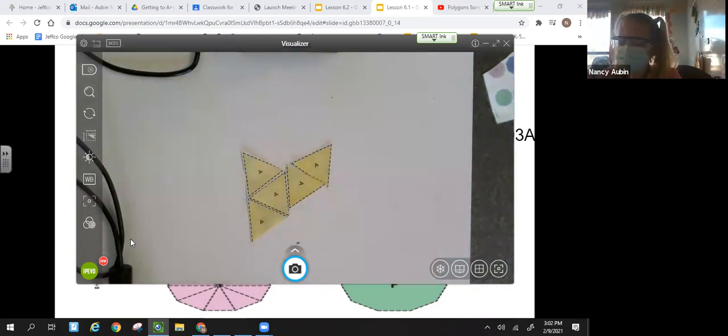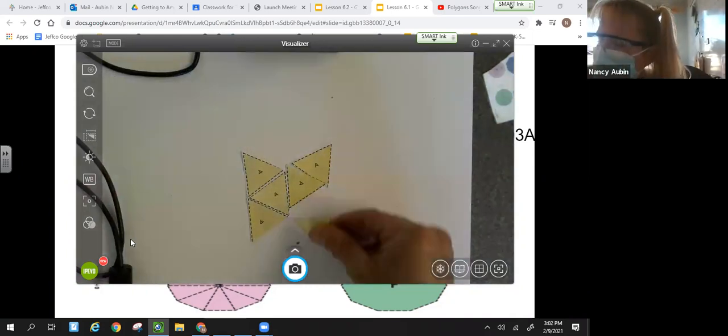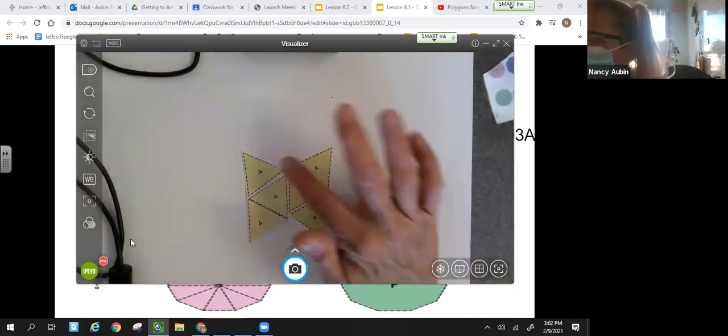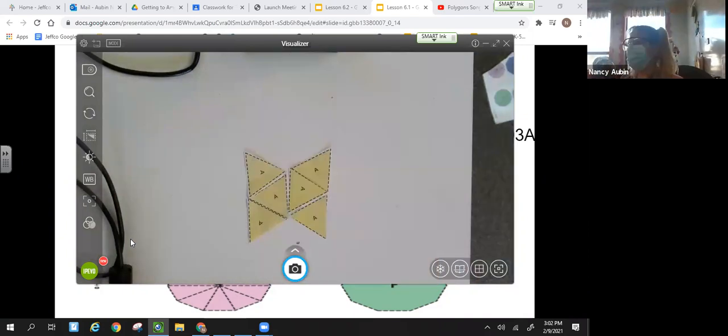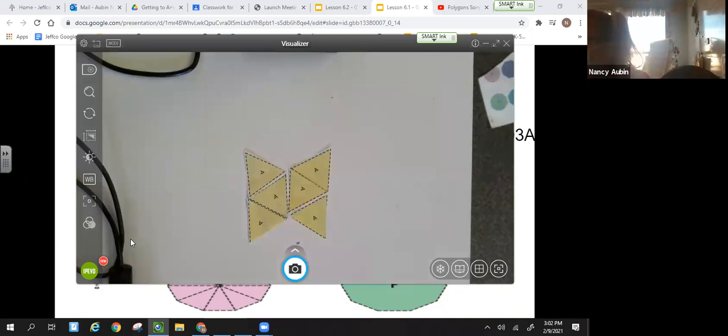Let's see what kind of polygon it is. It's closed. It has all straight edges. Is it convex or concave? Concave. How many sides do you have, Lennox? 6. So what kind of polygon is it? A 6-sided shape is a hexagon. All right.